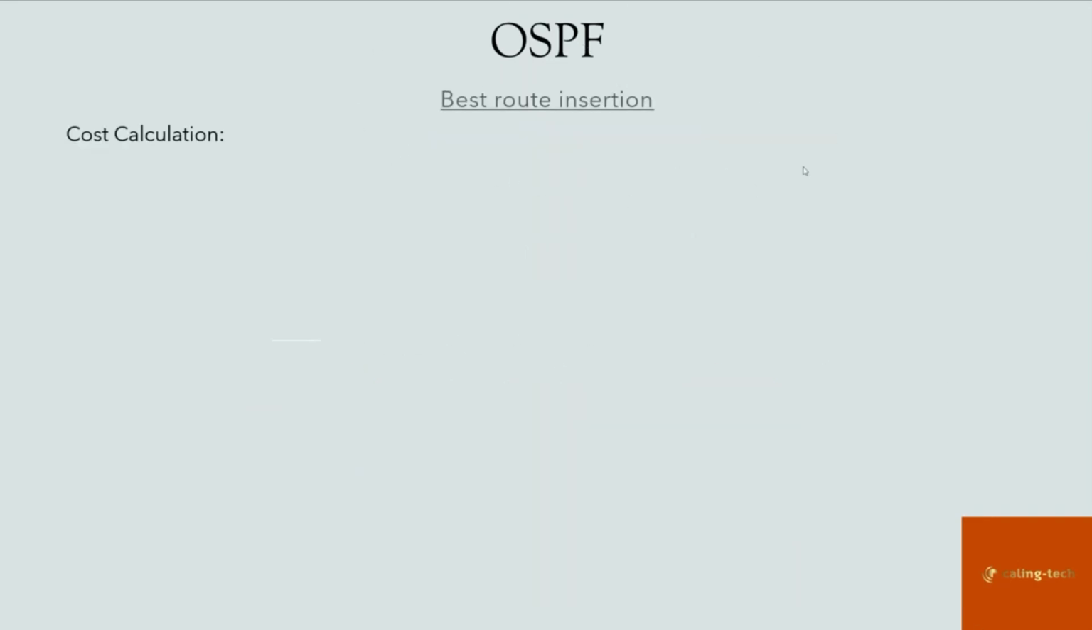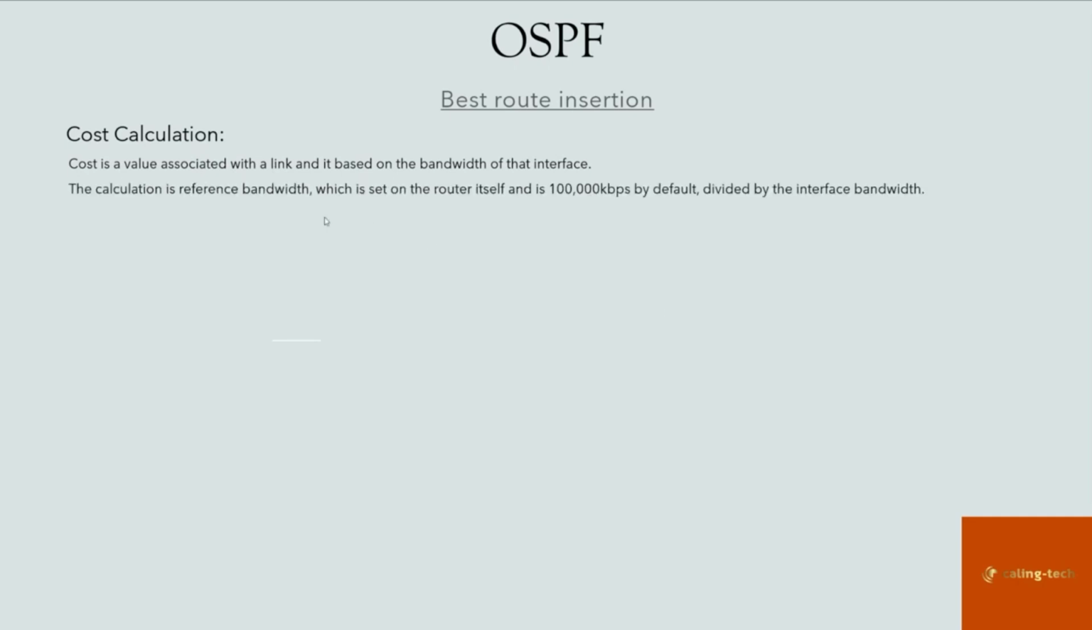So how does OSPF know what is the best route to insert into its database? Well, that is based on cost, and it has to perform a calculation to work out that cost. How does it perform that calculation? The cost is a value associated with a link, and it's based on the bandwidth of that interface. The calculation is the reference bandwidth, which is set on the router itself and is 100,000 kilobits per second by default, divided by the interface bandwidth.